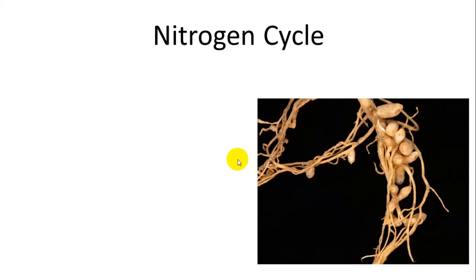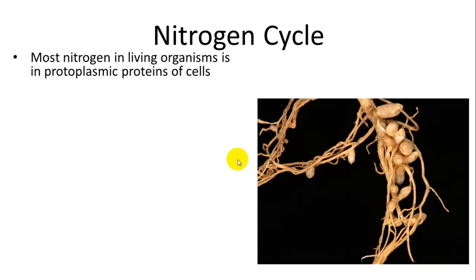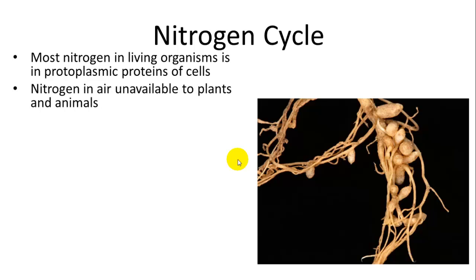There's also the nitrogen cycle. So this one's a little harder to do. It requires organisms to be able to get all the nitrogen out of the air. So most of the air is actually nitrogen gas. But it's unavailable to us unless you have a process for converting it into an organic compound such as ammonia.